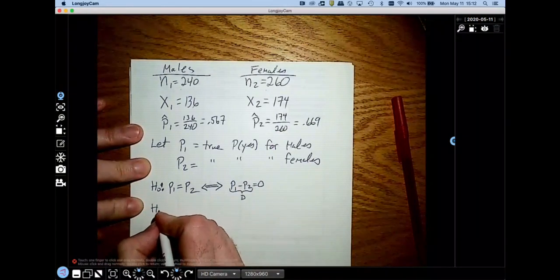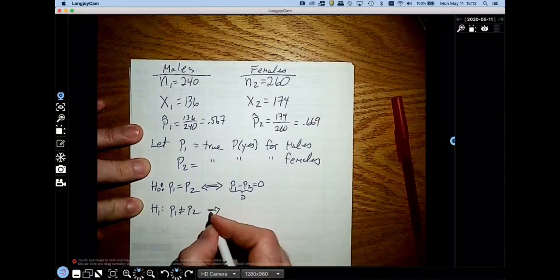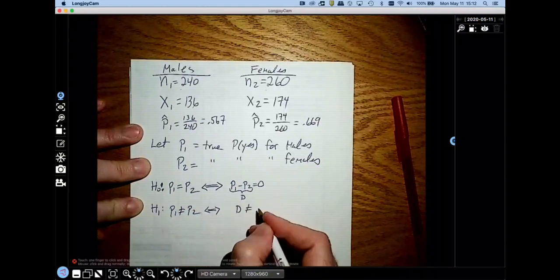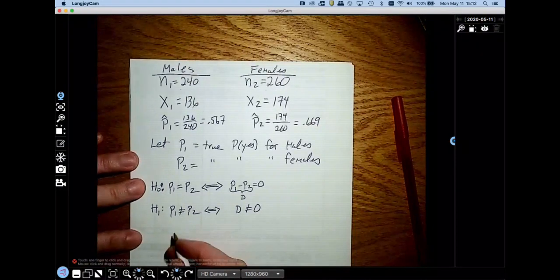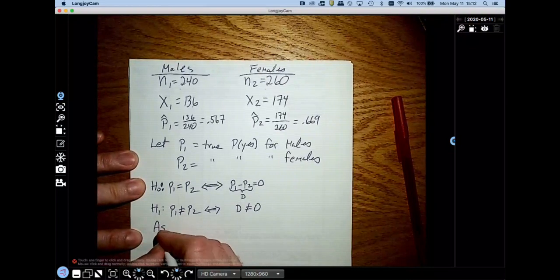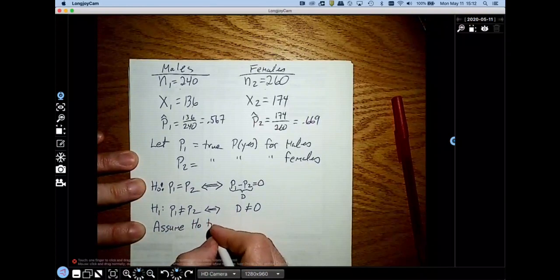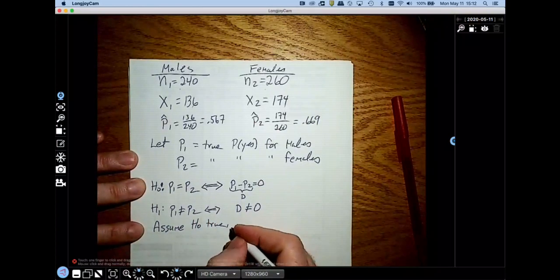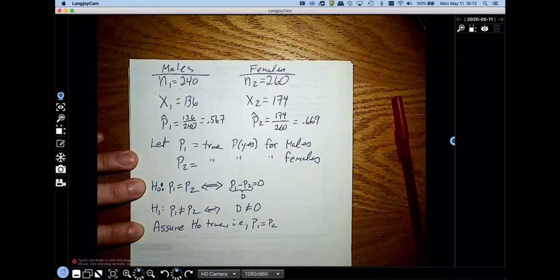My alternative hypothesis is that P1 is not the same as P2, but that's exactly the same thing as saying this D is not equal to 0. As we always do with hypothesis testing, we condition on the null and then evaluate the evidence against it. So let's assume that H0 is true, i.e., the proportions are the same. So P1 is the same as P2.